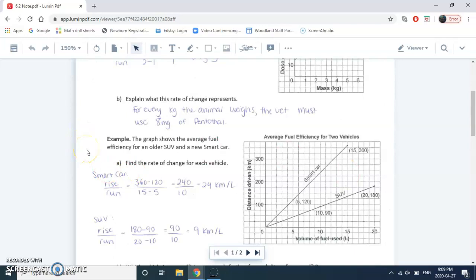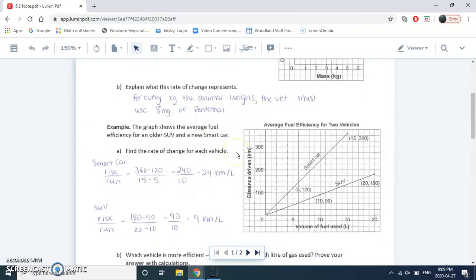Our next example is going to show fuel efficiency. So we can see in our title that's going to give us a good hint. So the average fuel efficiency for 2 vehicles. We're going to be looking at an older SUV and a new smart car. So what we need to do first is we need to find the rate of change for each vehicle. So we're going to start with the smart car. And so you can see the line is clearly labeled smart car.